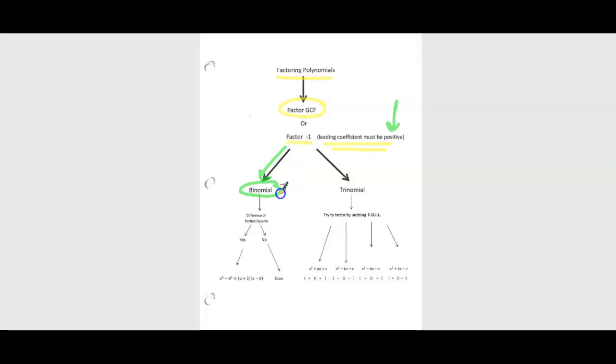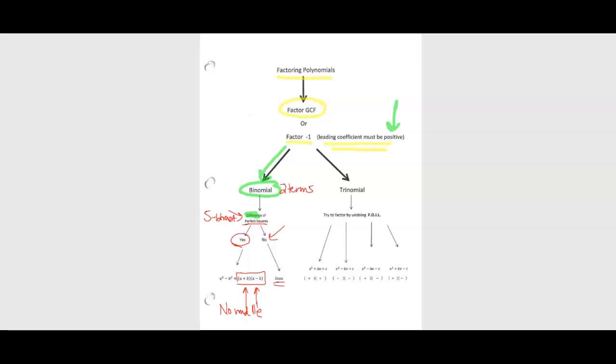Now binomials we learned were two terms. If it has two terms, you're going to check to see if it is the difference. Difference means subtraction. We've talked about this. So is it subtraction, and are they perfect squares? If it's yes, you're going to factor it. They're going to look like the same binomials, but one will be plus and one will be minus because there's no middle term. If it is not the difference of perfect squares, you're done. You cannot factor it anymore.